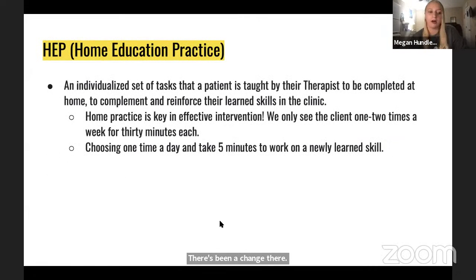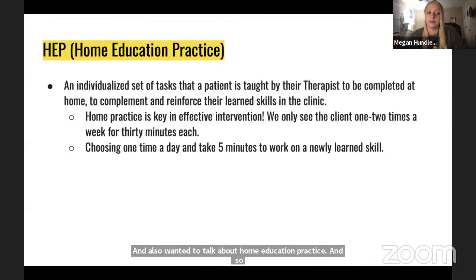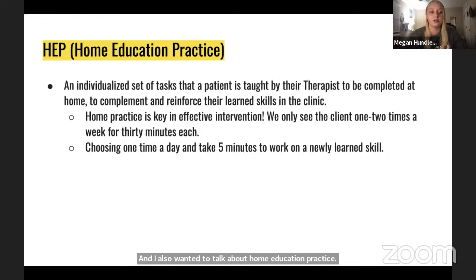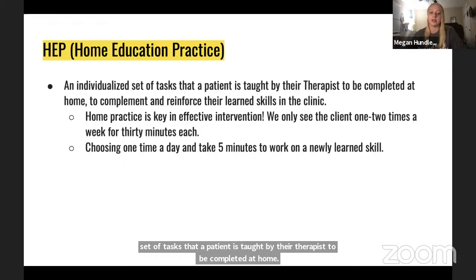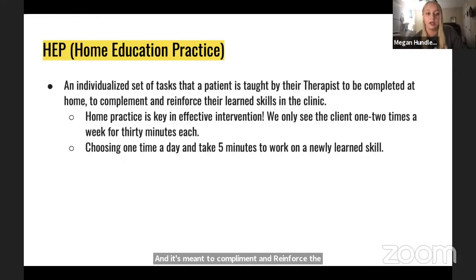And I also wanted to talk about home education practice. So this is just kind of something that we use, it's a set of tasks that a patient is taught by their therapist to be completed at home. And it's meant to complement and reinforce the learned skills in the clinic or in any setting as far as speech therapy. And home practice is key in effective intervention. I think you guys all know this, but we only see the client 1 or 2 times a week for 30 minutes each. So we're likely seeing the client 30 minutes to an hour per week.